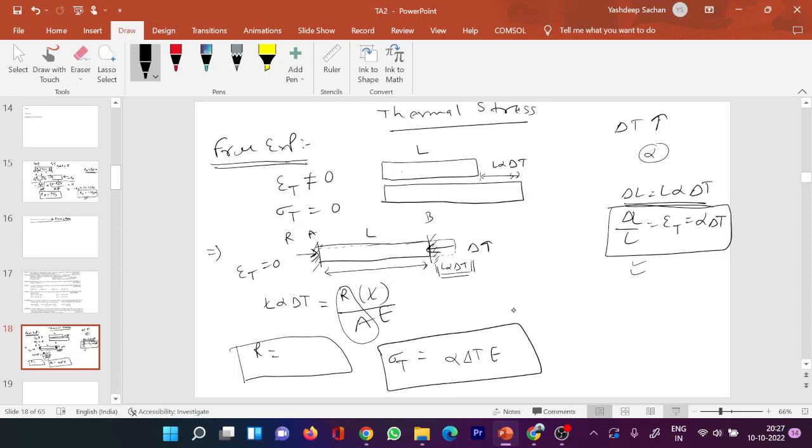Here, which type of stress would be there, compressive or tensile? Compressive, sir. So when temperature increases, compressive stress would be there. When temperature is decreased, then tensile stress would be there, right? Yes, sir.